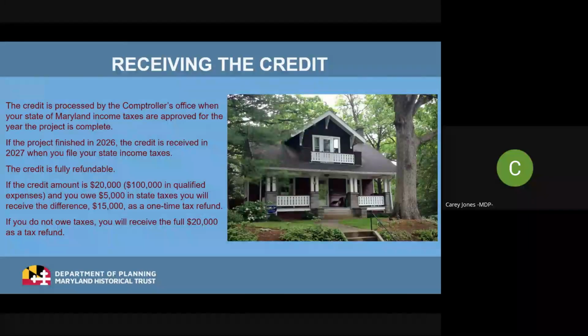This means if a property owner has $100,000 in qualified expenses, they will receive a $20,000 tax credit. If they owe taxes, for example, $5,000, they will be refunded the difference, $15,000, as a one-time tax refund. If the property owner does not owe any taxes, they will receive the full $20,000 credit amount. Again, this credit is processed as a refund from the Comptroller's Office, not MHT.